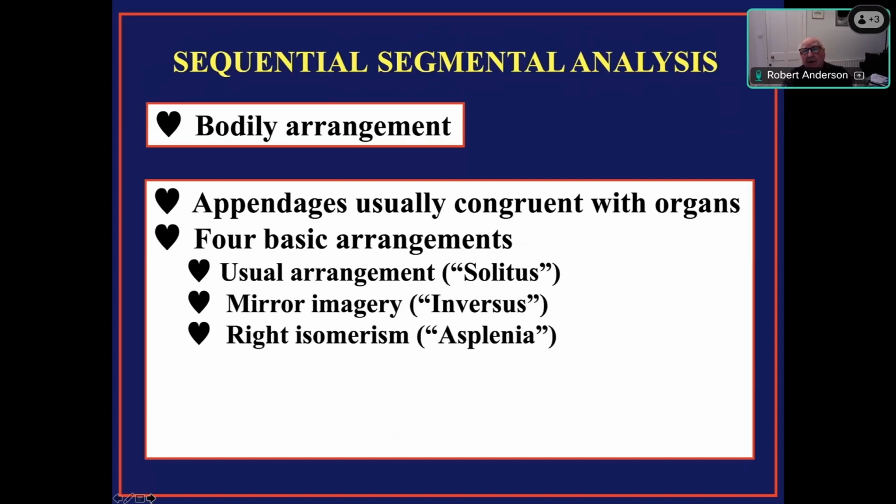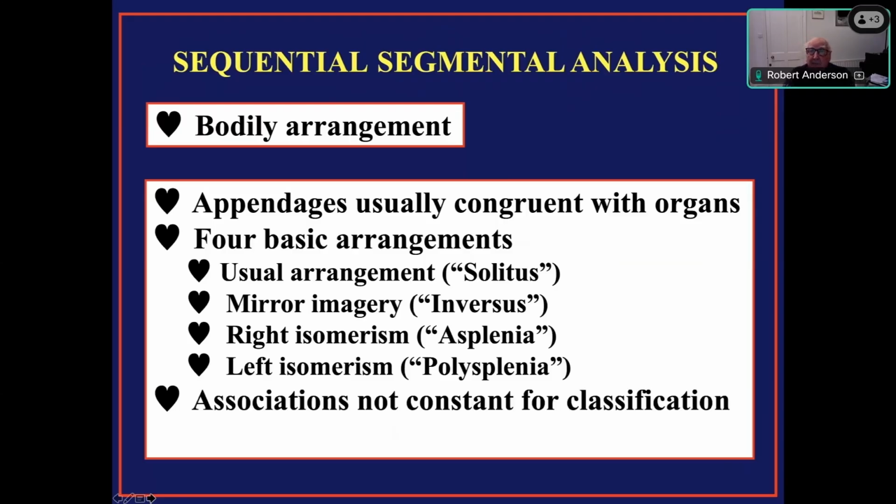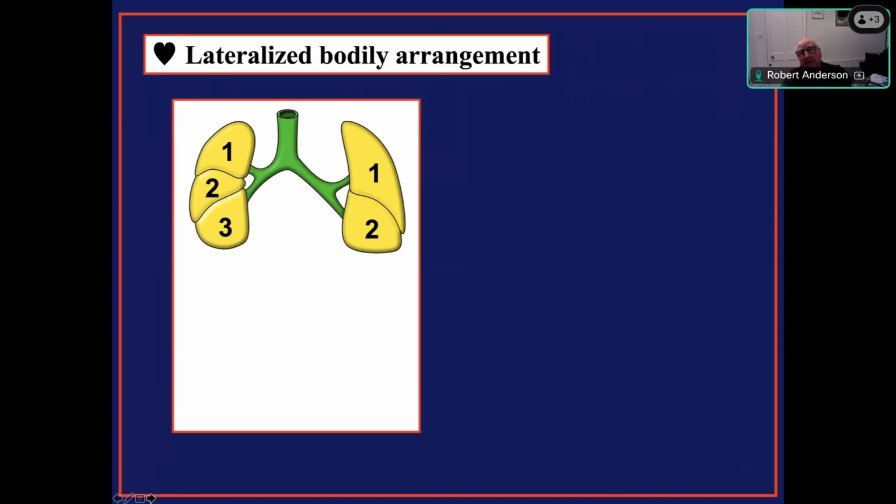Much more frequently, when we have complex congenital malformation, we have one or other of these arrangements. And they used to be identified on the basis of the spleen. Nowadays, we know that in these settings, the bodily organs, including, as I'm going to show you, the atrial appendages, are isomeric. But we also know that the associations are not always uniform. Whenever we are in doubt, we describe each system. So we have these four basic arrangements.